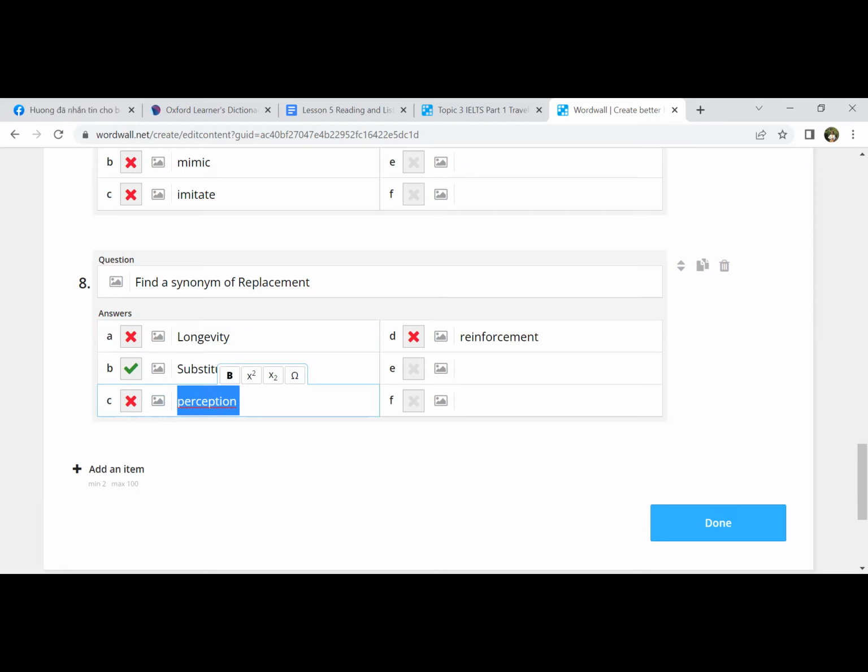Very close, very close. Knowledge is more like you know about something, but perception is more like you think about something. So perception is our opinion, or the way we think about something or somebody. And the last word, reinforcement.